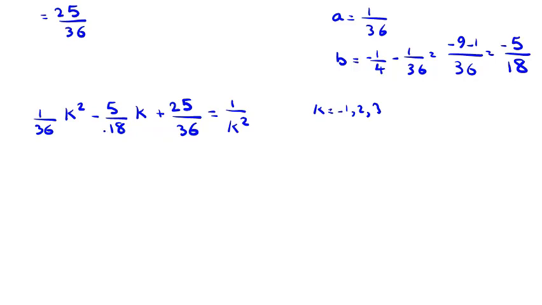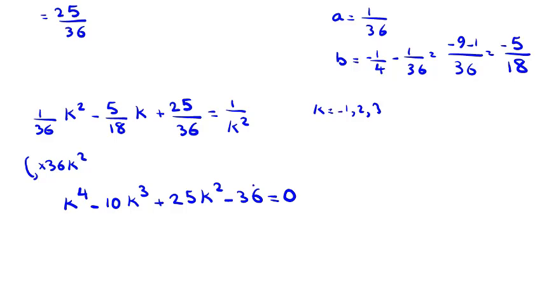If we multiply both sides by 36k squared, then we have k to the power of 4 minus 10k cubed plus 25k squared, and 36 times 1 over k squared will be negative 36 if we take it to the left hand side, equals 0. So if we check negative 1, it must be 0. 1 plus 10 is 11, 11 plus 25 is 36.